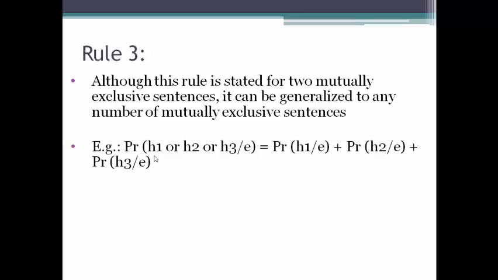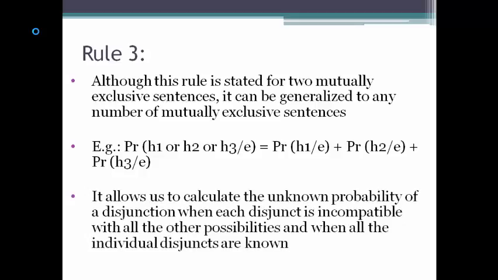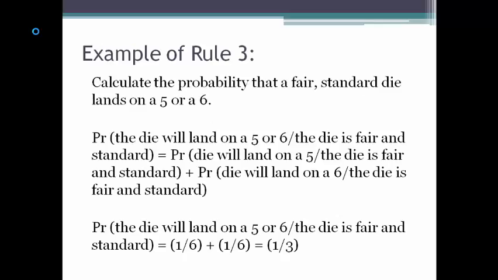So take this example. The probability of H1 or H2 or H3 given E, if they're all mutually exclusive, that is, if only one of them can be true at most at a time, then it's equal to the probability of H1 given E plus the probability of H2 given E plus the probability of H3 given E. It allows us to calculate the unknown probability of a disjunction when each disjunct is incompatible with all the other possibilities and when all the individual disjuncts are known.